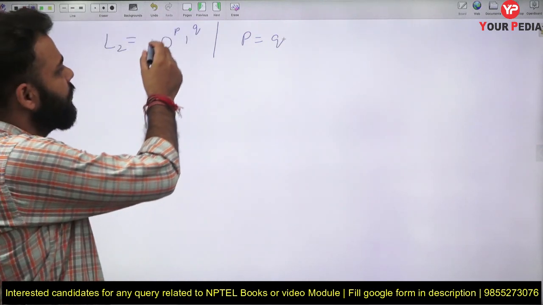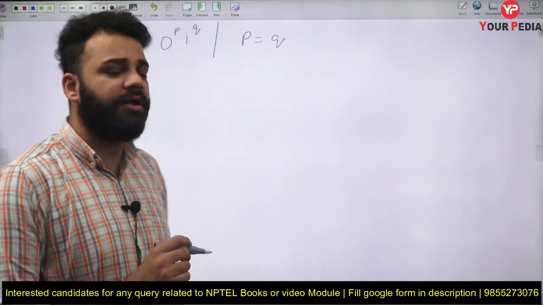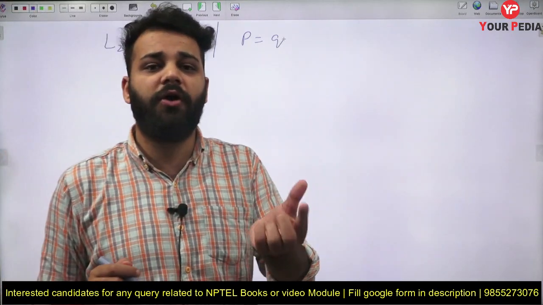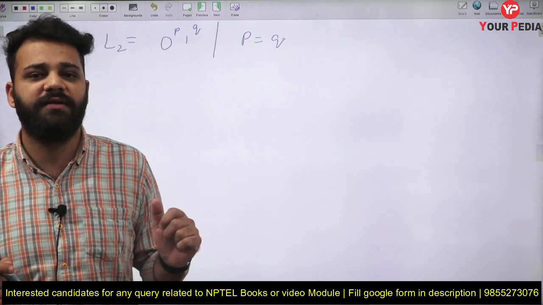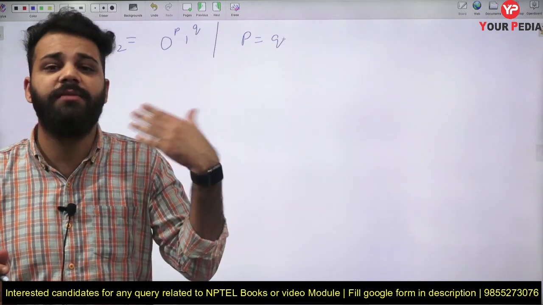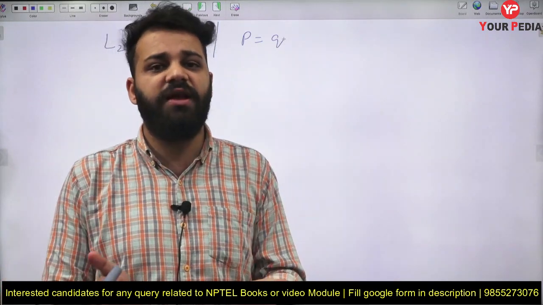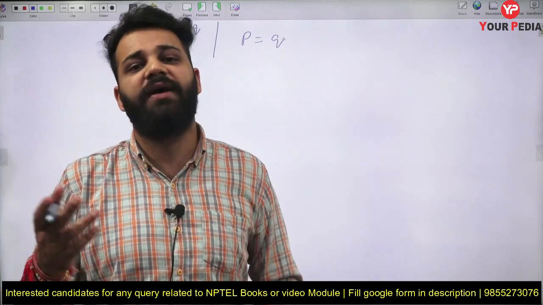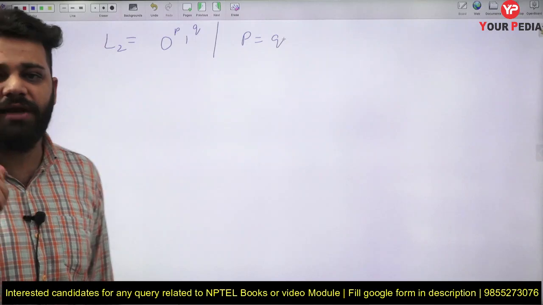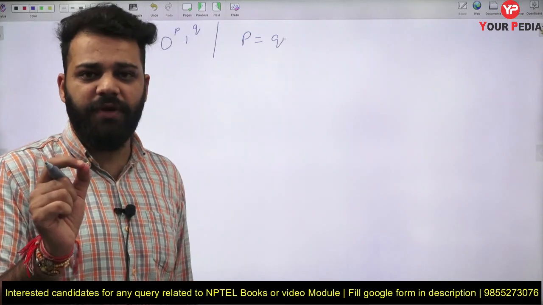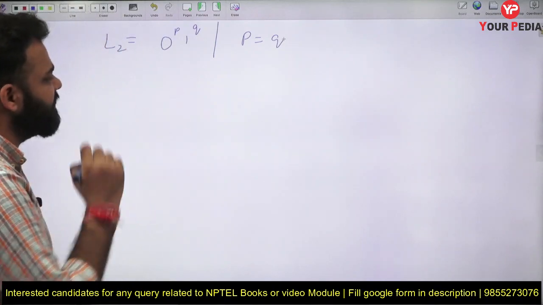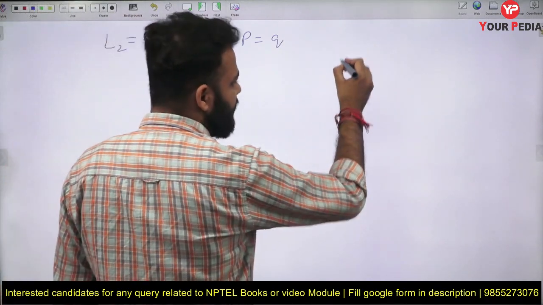Now L2, 0 raised to power p, 1 raised to power q, p should be equal to q. So finite automata will not be able to make these comparisons because 0 raised to power p, p can be anything. For each input that you give to our machine, it has to make infinite number of comparisons. So you need a stack for it. So if you need a stack for it, it should be accepted by PDA. How the stack will work? There is a stack.